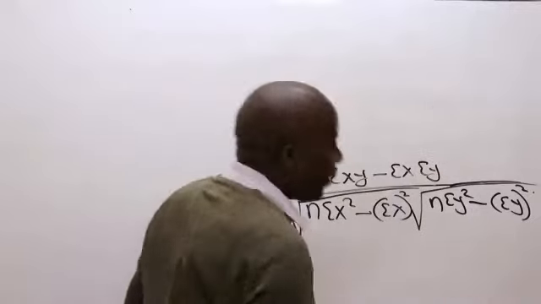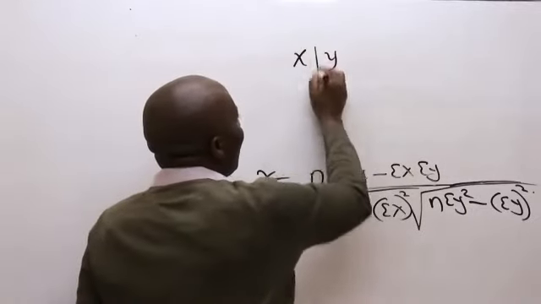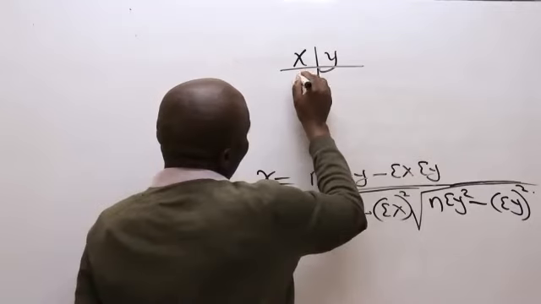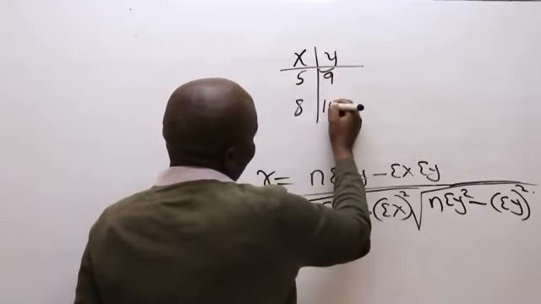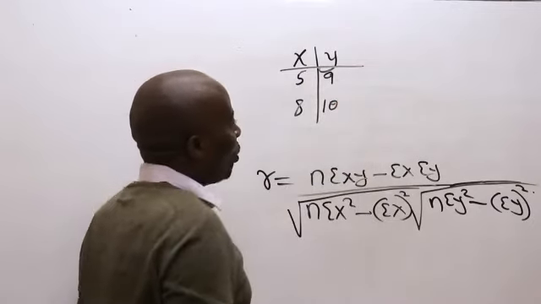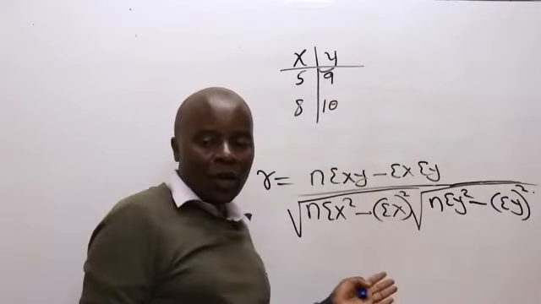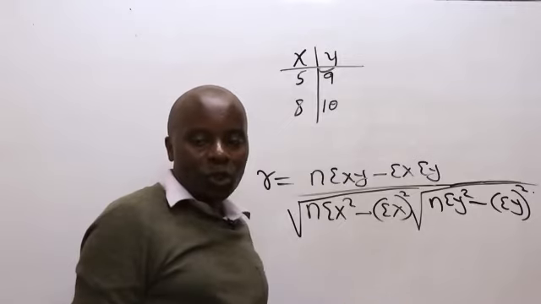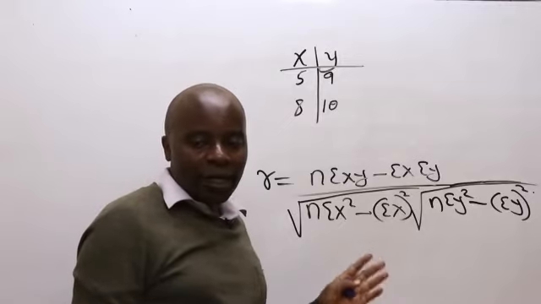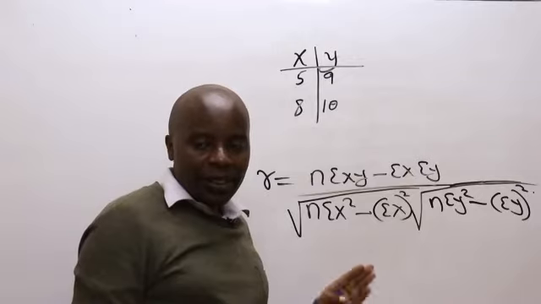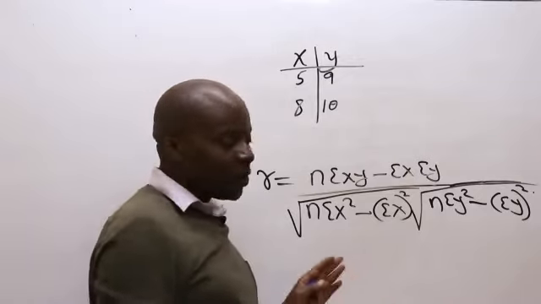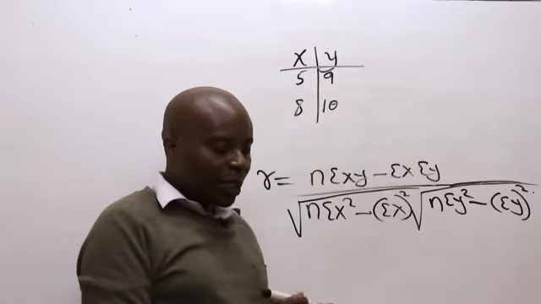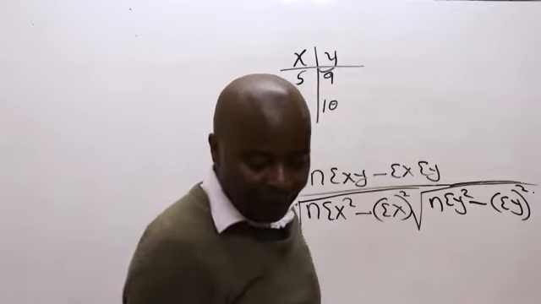So if you're given here x and y, then you have 5, 8, and maybe 9 versus 10, like that. So only 2 points to simplify our work. And then you have a situation where the examiner wants you to get R. So I want to give you exactly 1 minute. You try.